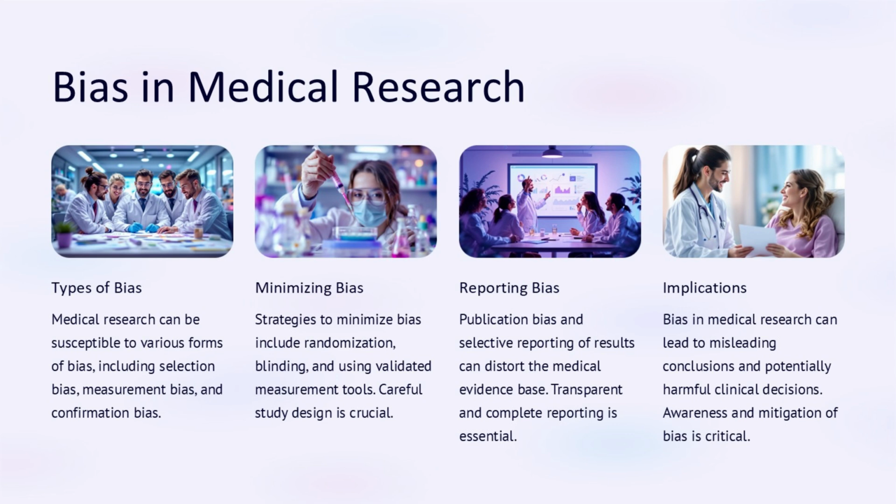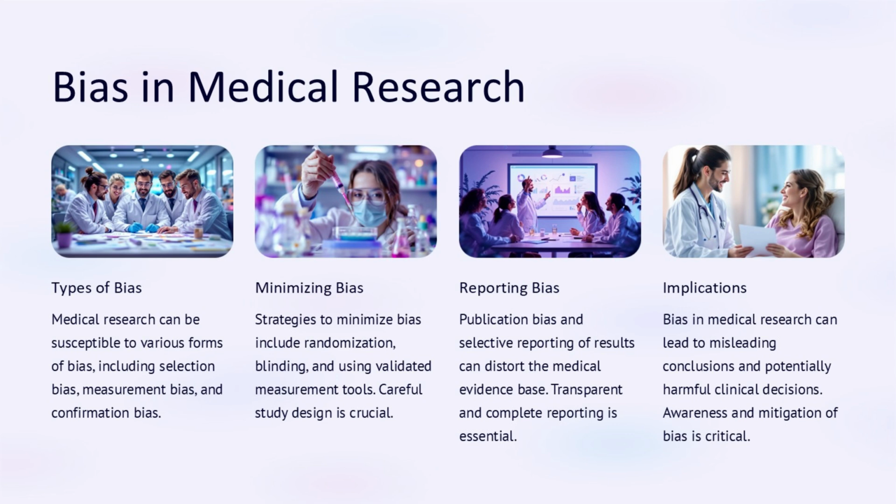Medical research can be susceptible to various forms of bias, including selection bias, measurement bias, and confirmation bias. These biases can distort the research findings and lead to misleading conclusions. It's important to be aware of these different types of bias and understand how they can impact the validity and reliability of medical studies. Strategies to minimize bias include randomization, blinding, and using validated measurement tools. Careful study design is crucial to mitigate the impact of bias.